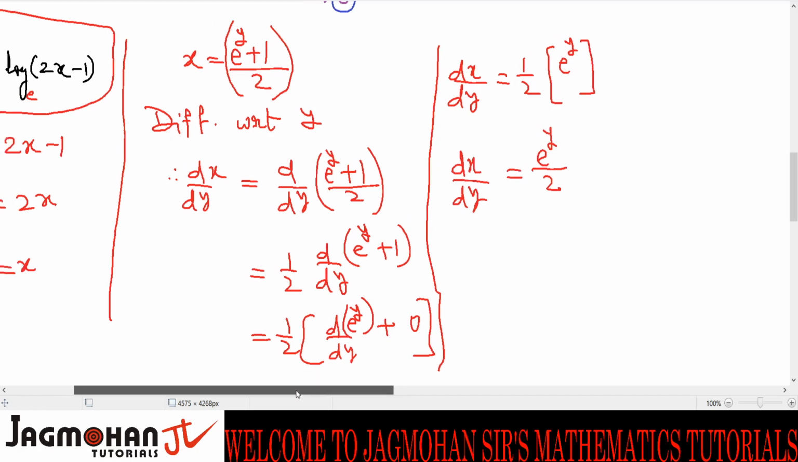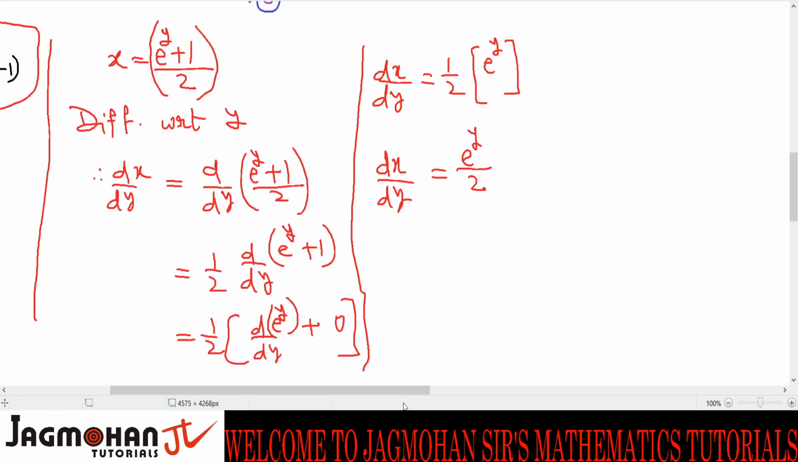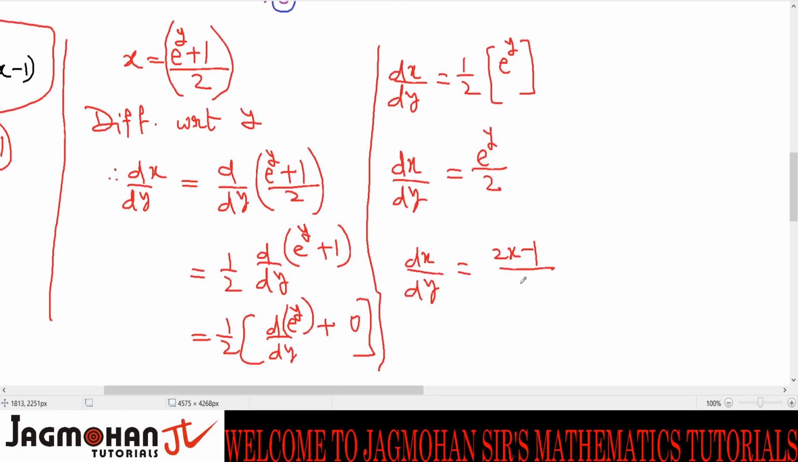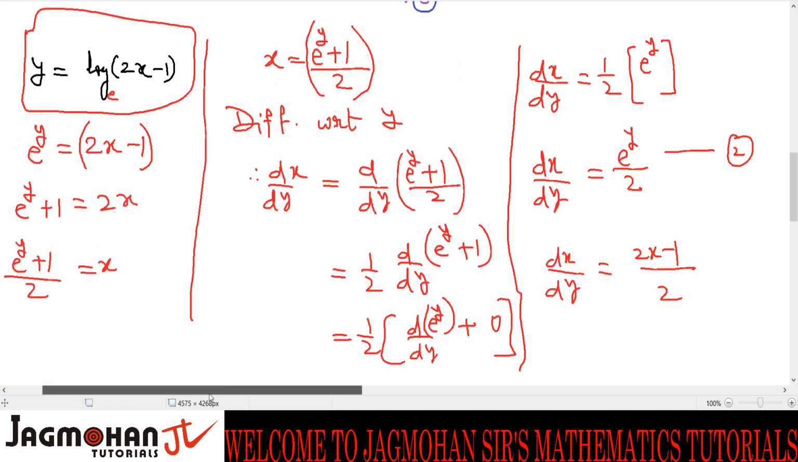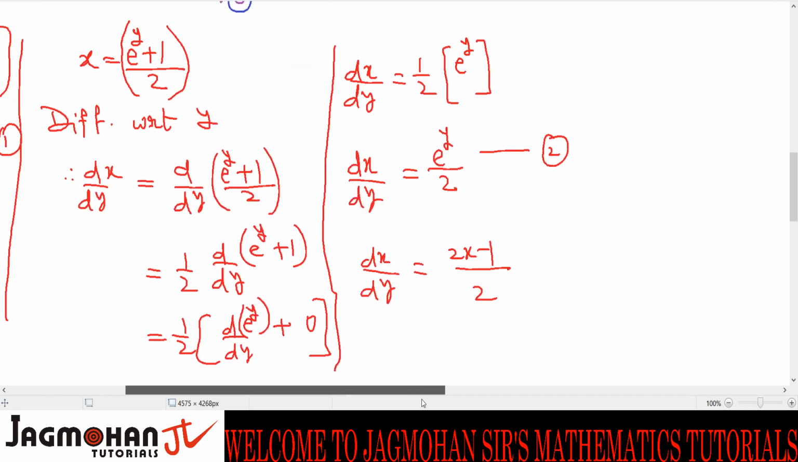You got it? Okay. And what is e raised to y, students? e raised to y is 2x minus 1. So I get here, therefore, dx upon dy is 2x minus 1 upon 2. You can write this as equation number 2; here it is equation number 1. So using 1 and 2 you get this.